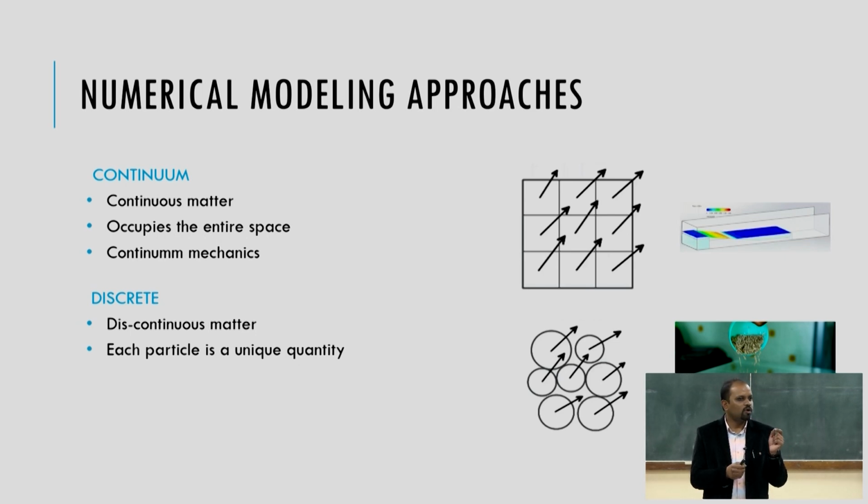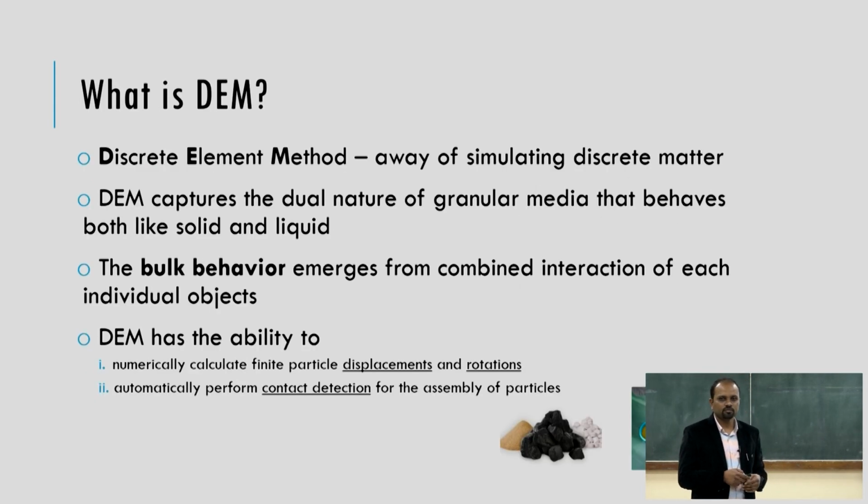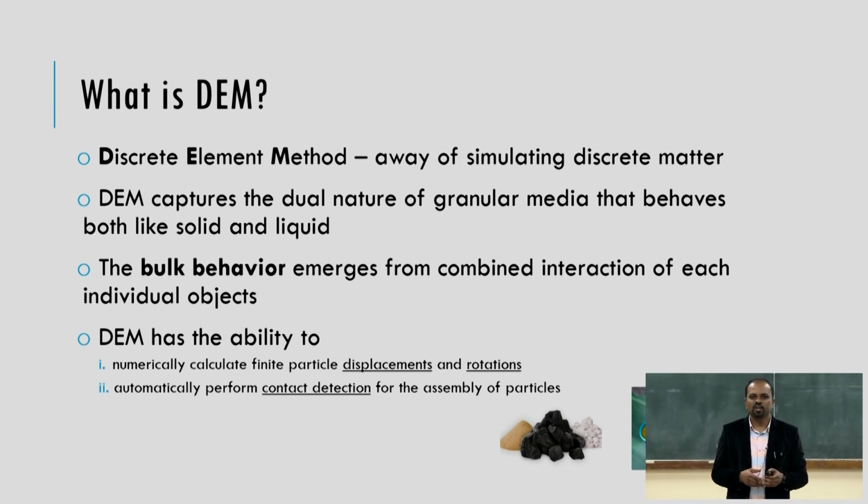When you model these individual particles, we can see a bulk behavior of the particles while simulating or modeling. So this is what we do in the discrete element method. Now what is DEM? In this slide you can see we can define this as a way of simulating discrete matter so that we can see the bulk behavior of the particles. In this we can do both kinds of motions, a rotational one and a translational one.